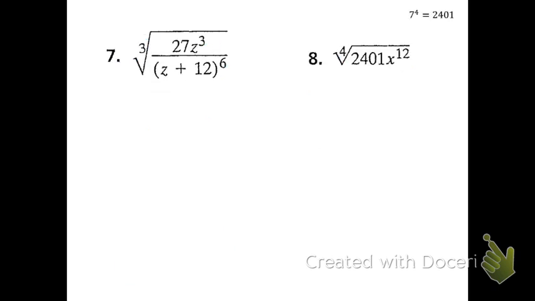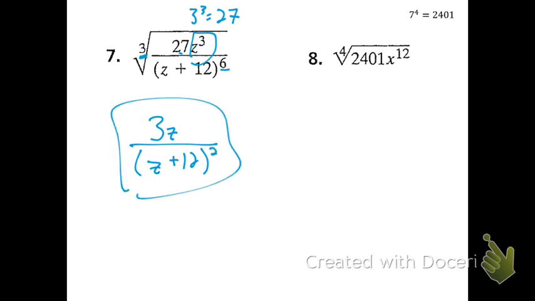All right, now they start to get a little bit more difficult here. I mean, not really. If we're taking the third root of 27, 3 to the third power is equal to 27. So what's the third root of 27? That's 3. The third root of z to the third is just z. And then the denominator here, I'm going to put z plus 12 in parentheses. And what is 6 divided by 3? That would be 2. So that's your answer right there.